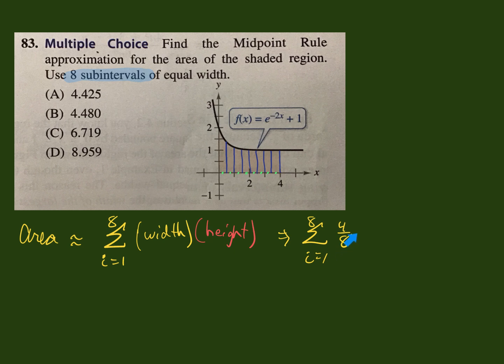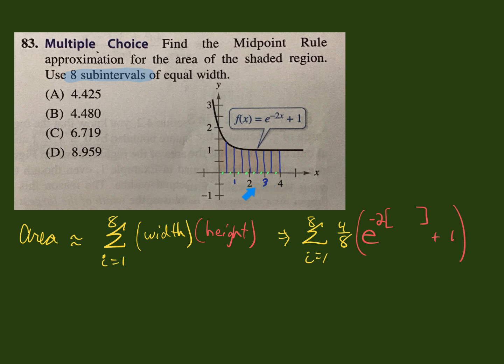As for the height, that's going to be the y value, e to the negative 2x plus 1. And what do we put in for the x value? Well, the x values are the midpoints of each rectangle. And those are the x values of these green dots. So what are the x values of these green dots?